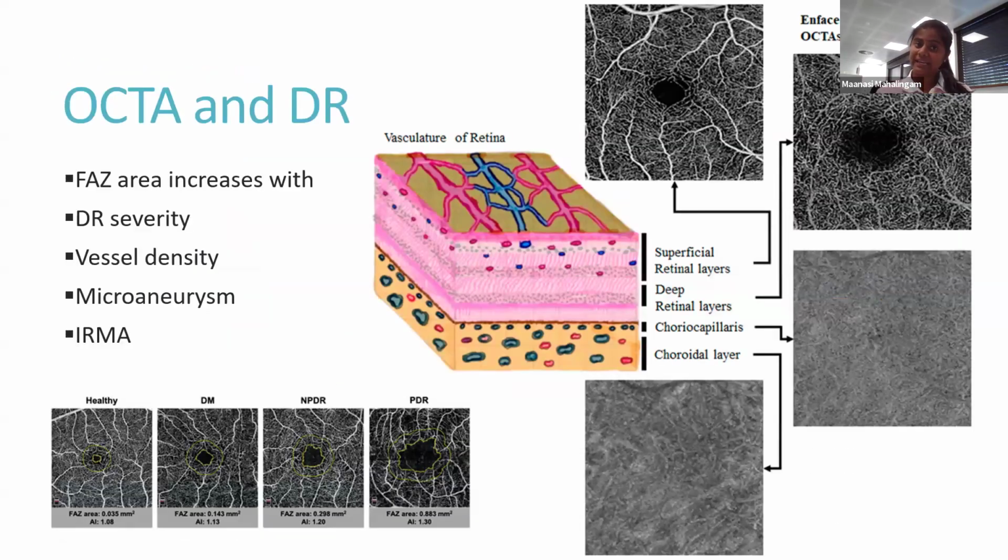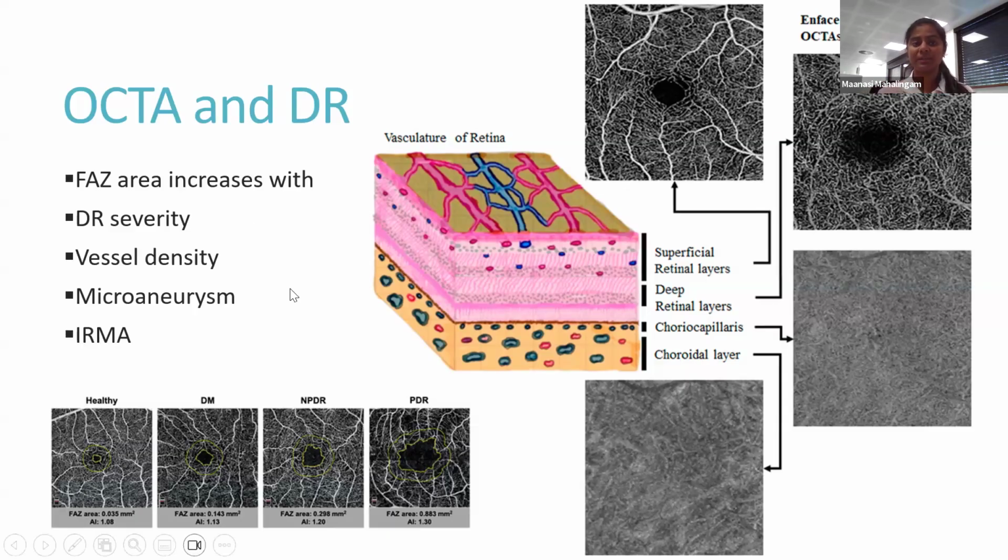Moving on to the OCTA and diabetic retinopathy. In OCT angiography, there are again four groups of vasculature seen in the angiography. But for the interest of diabetic retinopathy, we are just going to look at two: the superficial and the deep retinal layers. And the main feature which is going to be affected in diabetic retinopathy is the FAZ area, which is the foveal avascular zone, as I showed in the picture in the left corner of the slide. So as the severity of the diabetic retinopathy increases, the FAZ area is also going to increase.